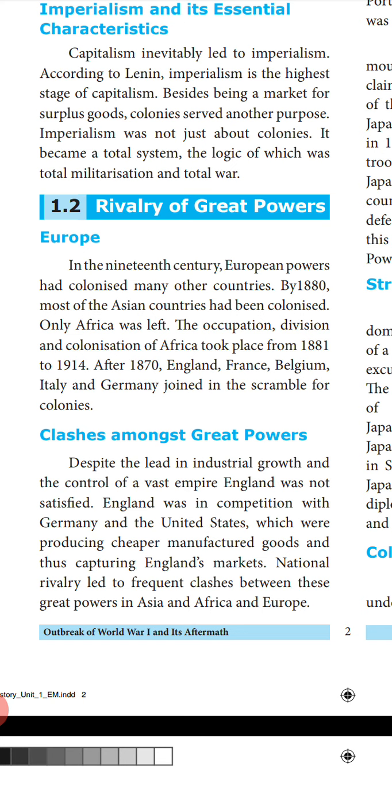Despite the lead in industrial growth and the control of a vast empire, England was not satisfied.